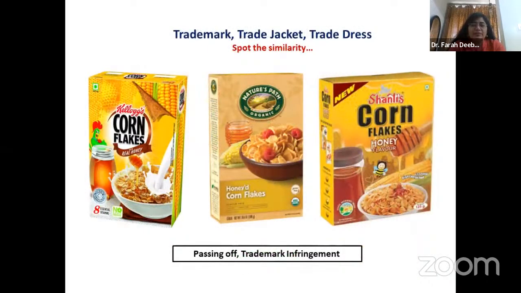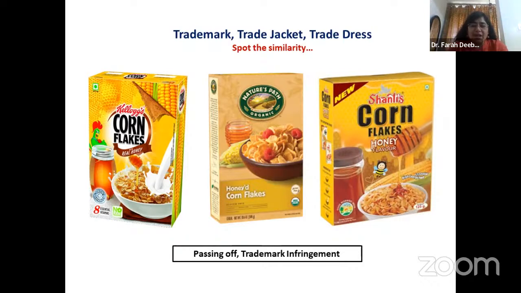So now we talked about infringement. Here I have 3 brands in front of you, 3 packagings. The first one is Kellogg's. Let's say Kellogg's is the original, and which one is the imitation, we'll decide. The center one has a brown bowl. The first one, which is the original, and the last one have white bowls. The second thing is the honeycomb. The first one has a honeycomb and the last one has a honeycomb design.